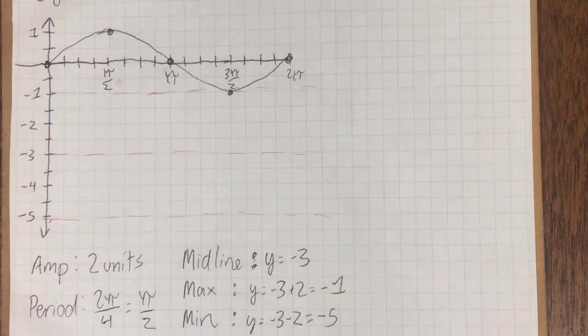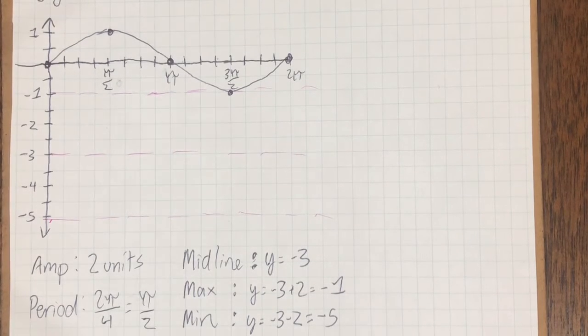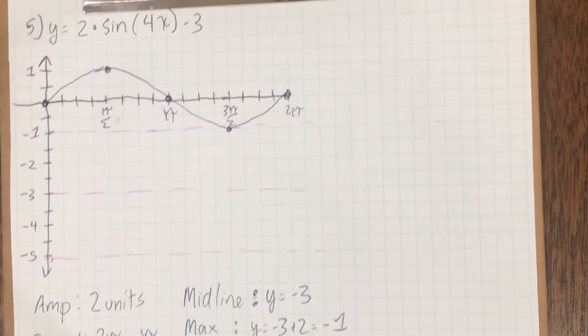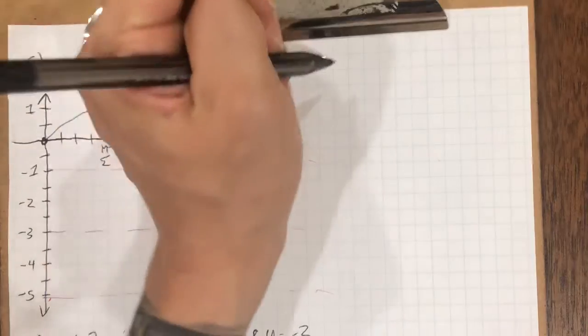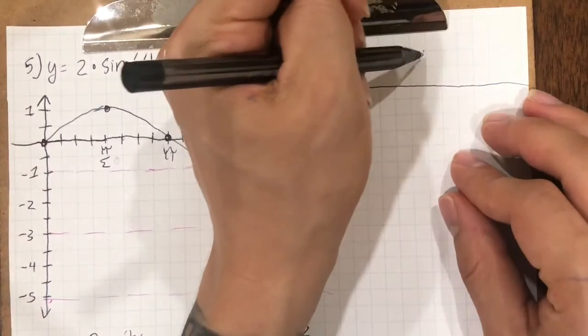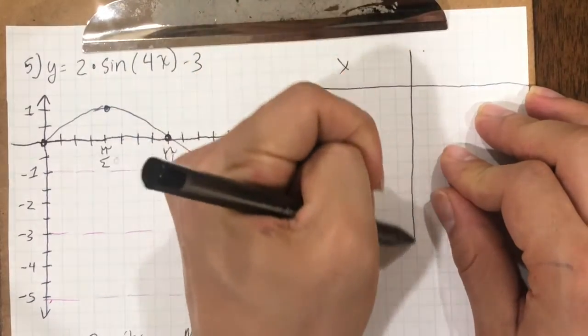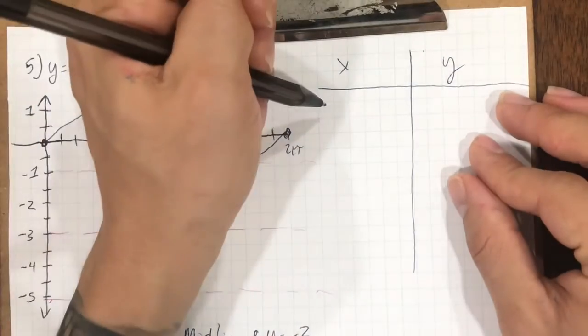Even with that, we also have a change in period. So I am going to be using an x and y table since we do have 3 transformations happening. All right, let's go ahead and make an x and y table. Starting off with (0, 0).